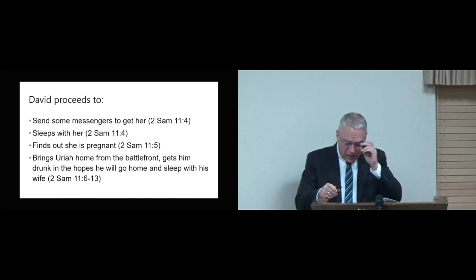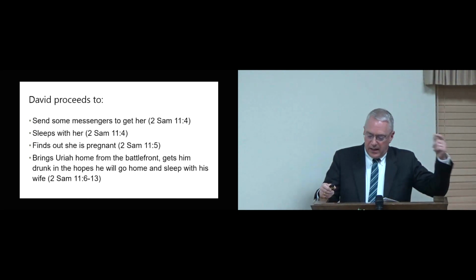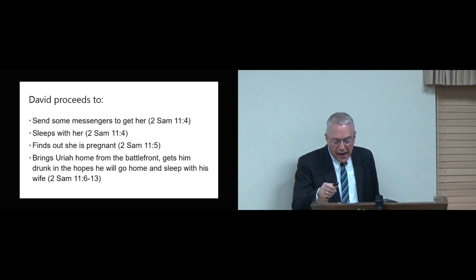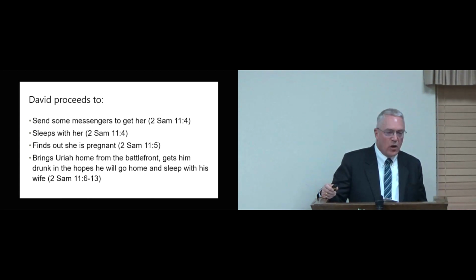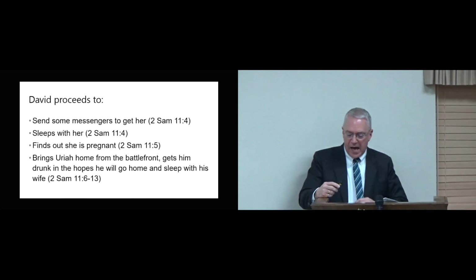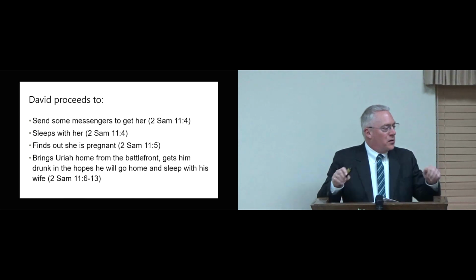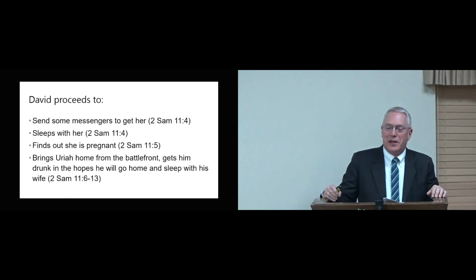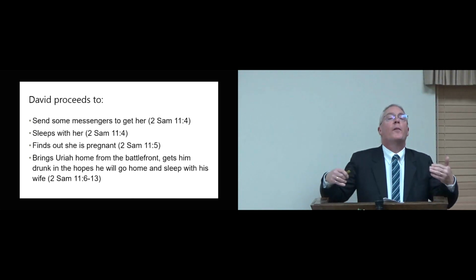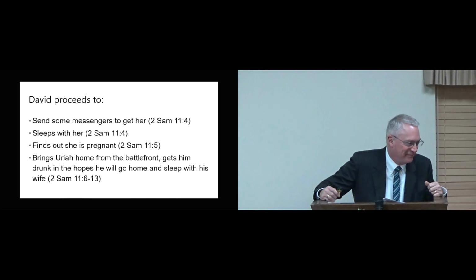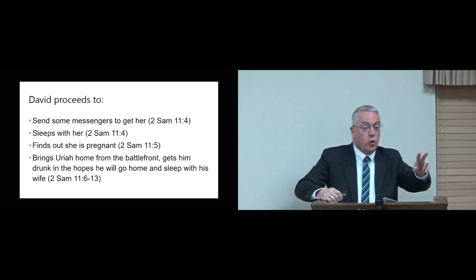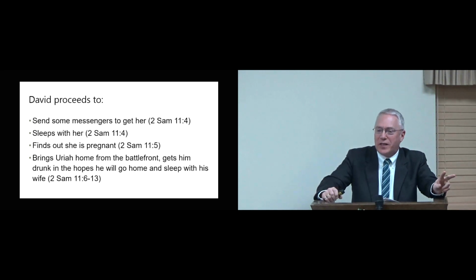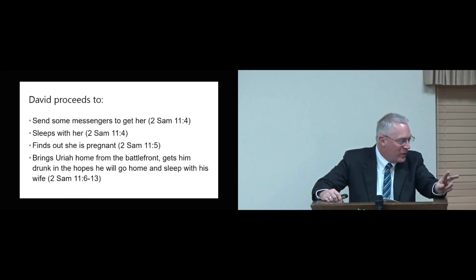What does David do? He sends some messengers to get her. He sleeps with her. He finds out she's pregnant, and he tries to cover it up. Again, the soap opera's got nothing on the Bible. He brings Uriah home from the battlefront under the pretext of getting information, an update about the battle. That's not why he brought him back. He gets him drunk twice in the hopes that he's going to go home and sleep with his wife and then all will be well.